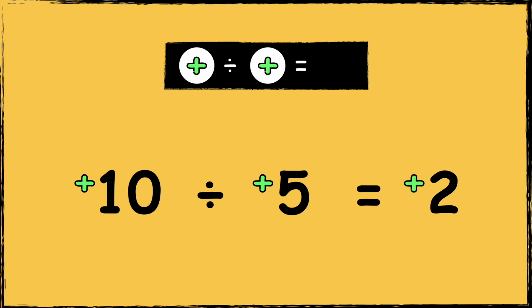We don't usually write the positive sign in front of a number because we just assume it's positive unless we're told otherwise. But for this video, I'll be using the positive symbols to make everything really clear. So when we divide a positive number by a positive number, the answer will always be positive.